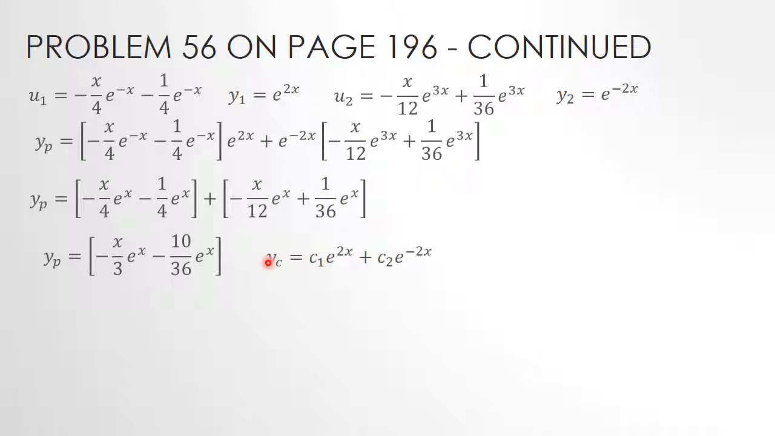I bring back my complementary solution, and my full solution turns out to be this. And that's as simple as it can get. That is my solution for problem 56. So I gave you two examples right here. We'll do some more examples in class, and I hope you have a better understanding now of how to use variation of parameters, and I'll see you in class.